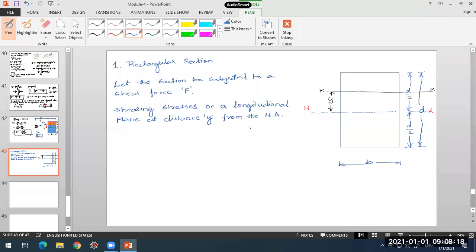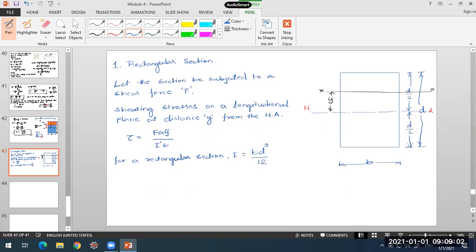We are going to find out what is the shearing stress on a longitudinal plane, this plane xx, and it is at a distance y from the neutral axis. So that is expressed as tau, which is equal to F A y bar divided by I into b. Now for a rectangular section, I is equal to b d cube upon 12.